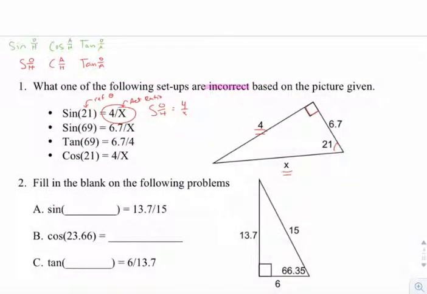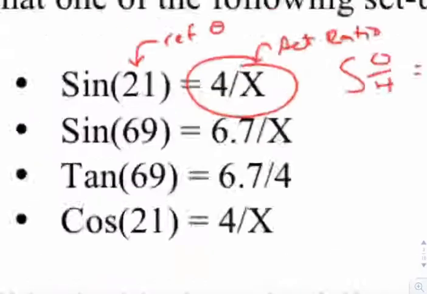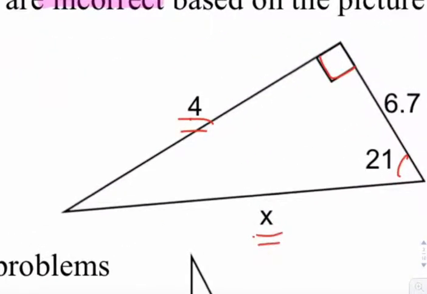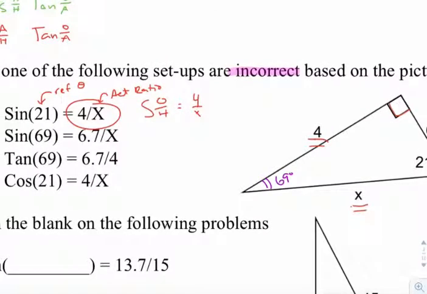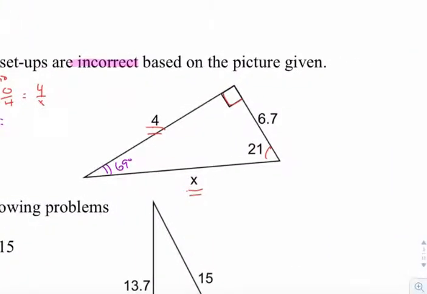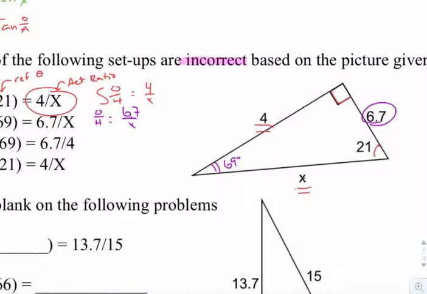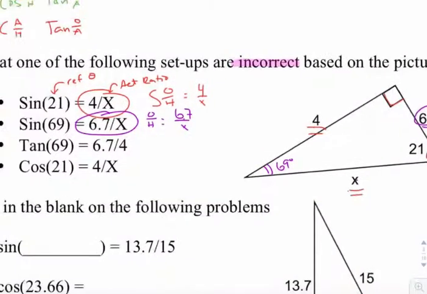Let's go to the next one. Sine of 69 equals 6.7 over x. Now you may say, wait a second, 69 is not actually listed in our triangle. But please recall that all the angles of a triangle have to add to 180 degrees. And so that makes this angle 69 degrees. So we do have that angle. Now sine again is opposite over hypotenuse, and so we're just confirming that it should be 6.7 over x. Well, if we're sitting at angle 69, the opposite side is 6.7. The hypotenuse is still x, which means that our ratio, opposite over hypotenuse, should be 6.7 over x, which is actually what they provided for us, so that's not the incorrect one either.